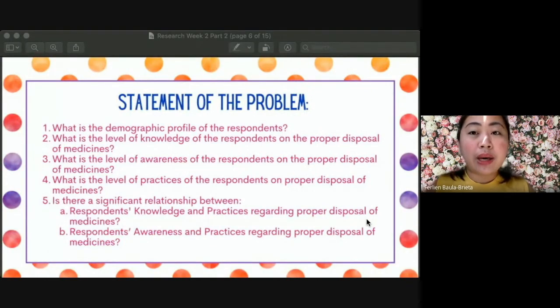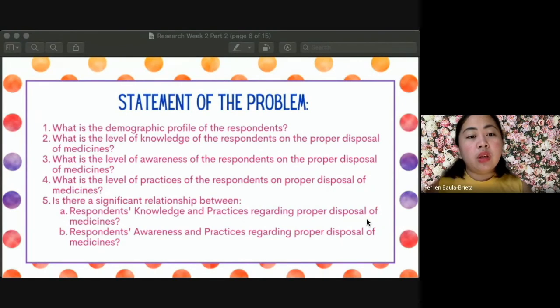So based on the guide questions I have provided, you must answer them and you must present it in a more specific manner. So you can begin with the demographic profile, because it is very important that you declare who your respondents are, so that we would be able to generalize correctly later on in the conclusion part. So the first SOP here is: what is the demographic profile of the respondents?